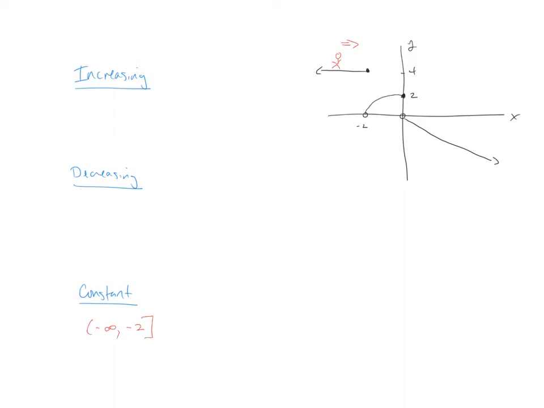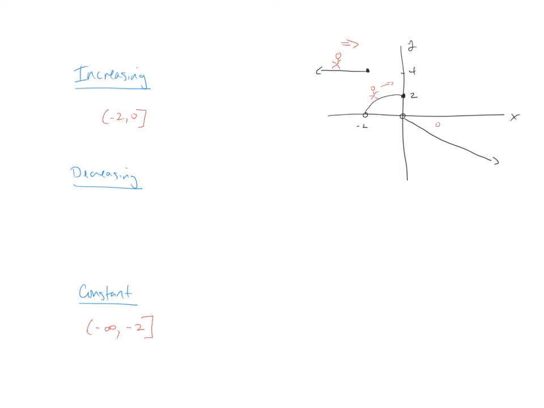Now, to be clear, we want to give intervals of x values. So from negative infinity to -2, we would be walking on a flat surface, so therefore be constant. And then if we continued walking in this direction, we'd be walking up a hill, so increasing from -2 to 0. And we would include the 0 on that as well.